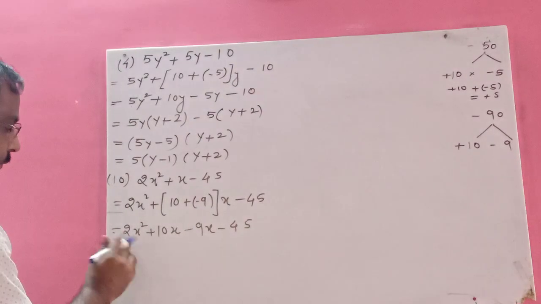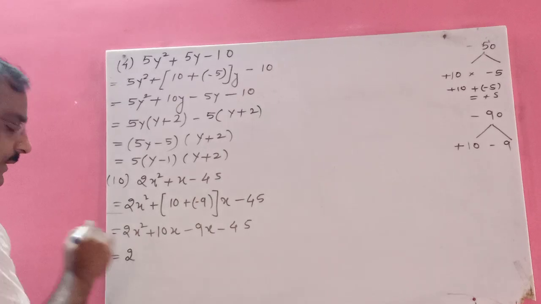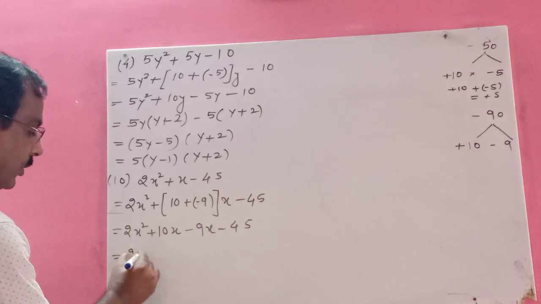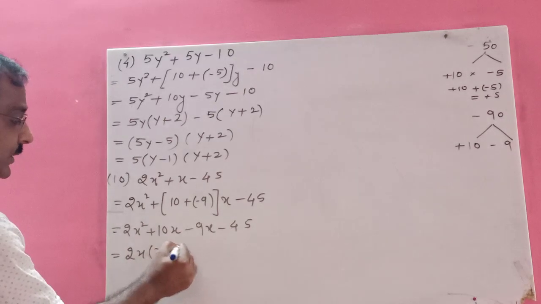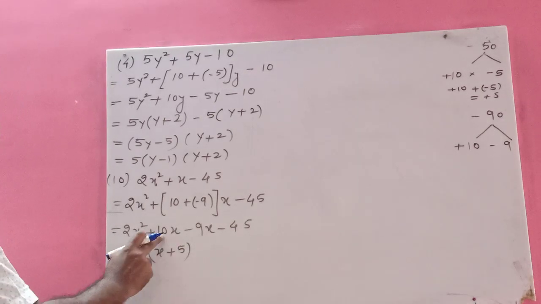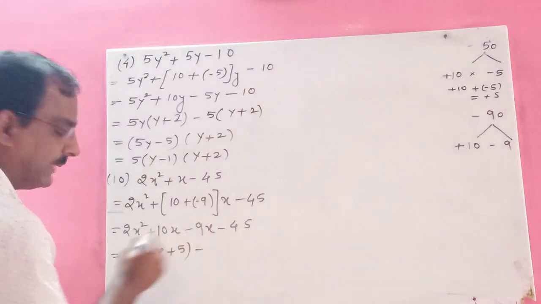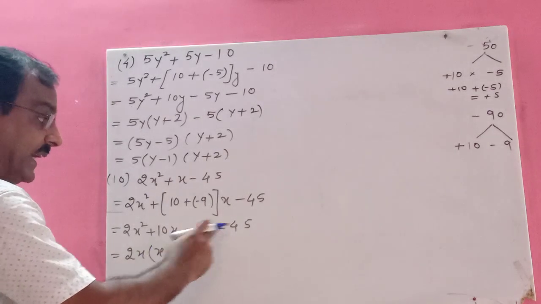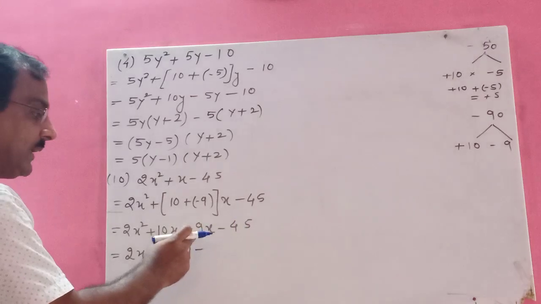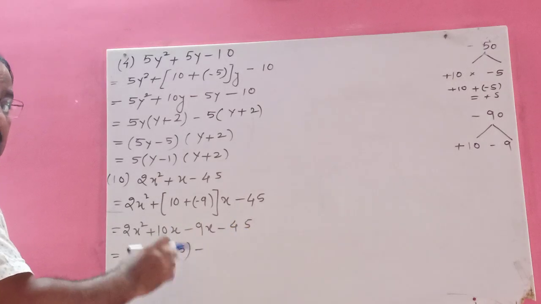Take common. So 2 and 10 both are divisible by 2. x is also common here. So what is remaining, children, here? x plus 2 5s are 5. Between these two, the first minus is out. If you take minus out, this will become plus. And 9 5s are 45. 9 and 45 both are divisible by 3 and 9.